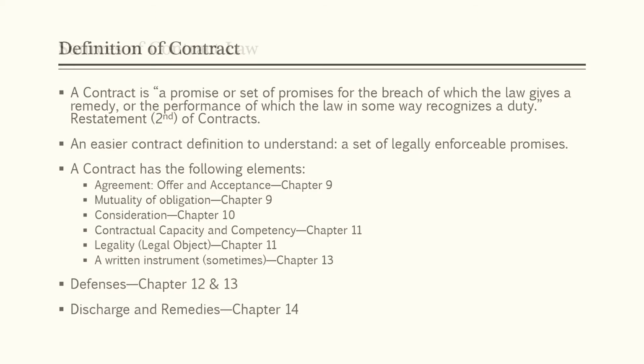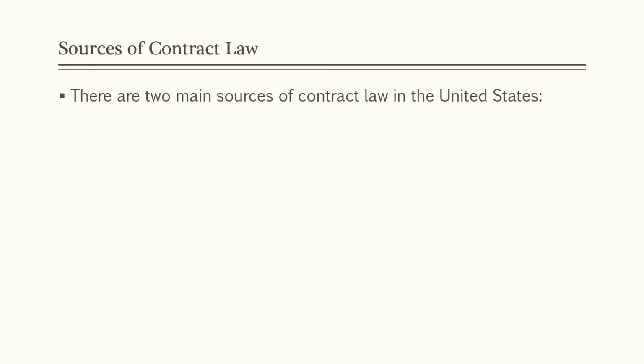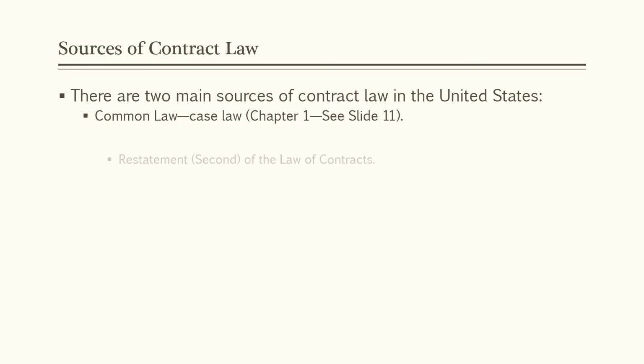What are the sources of contract law? There are two main sources of contract law in the United States. Common law, which is the case law. If you need a refresher, go back to Chapter 1 and review Slide 11. That'll give you a good summary of the common law.